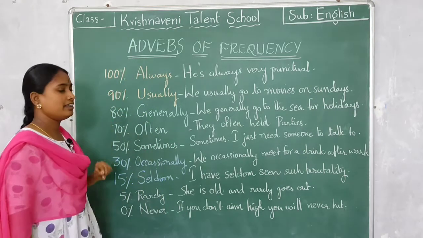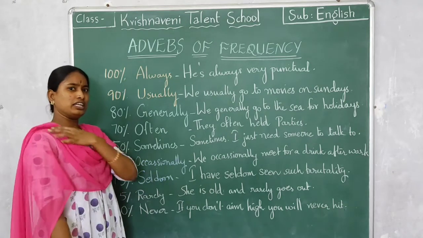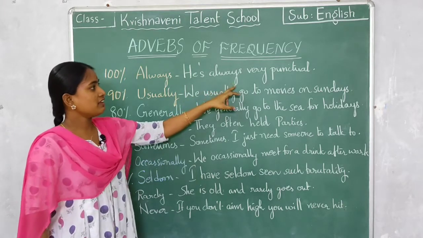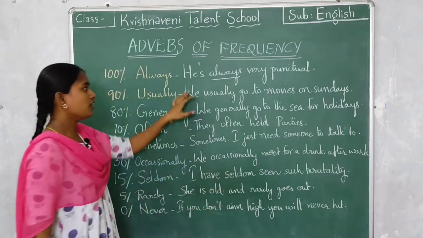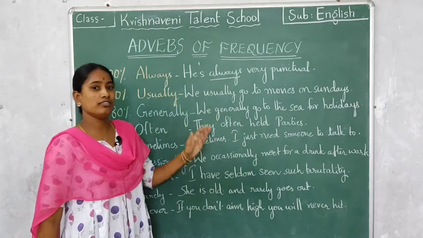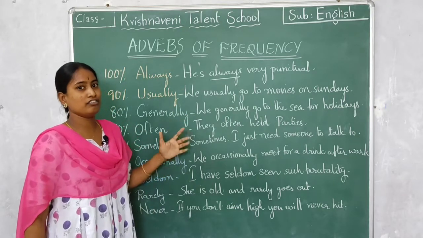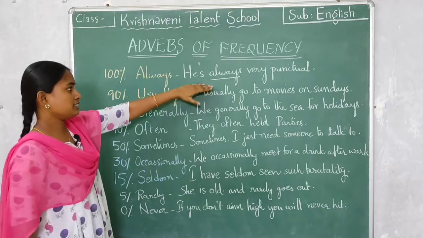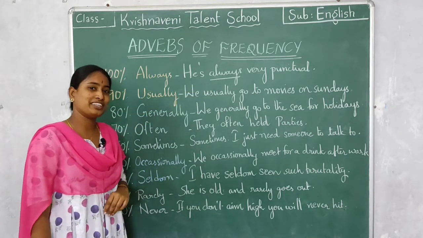Here we have 100% frequency. So if you do that action every time, we should use always. He is always very punctual. So here we should use always. He is always in time to any kind of meeting or any class, anything. So it is showing 100% frequency.